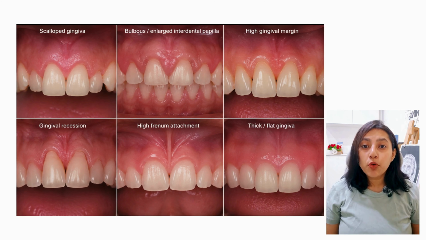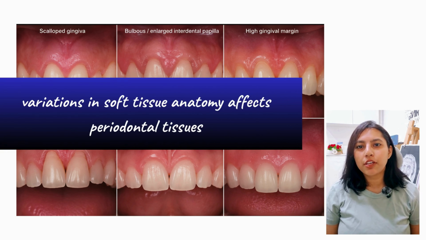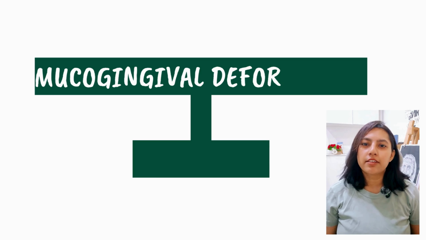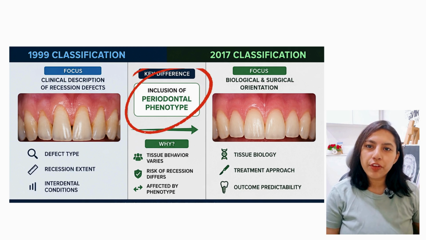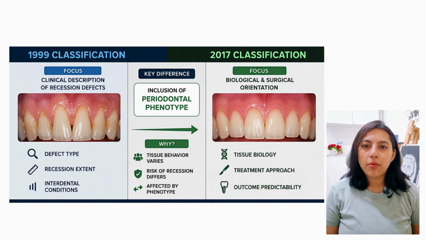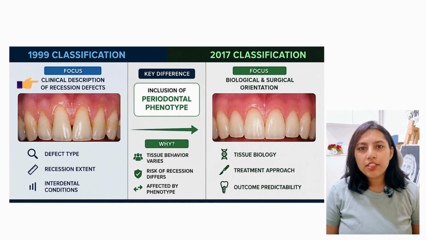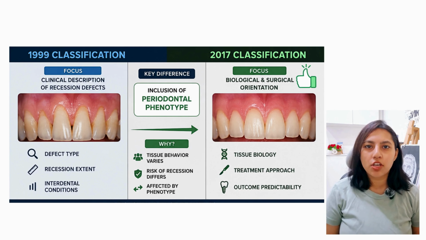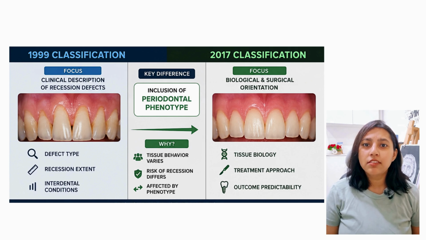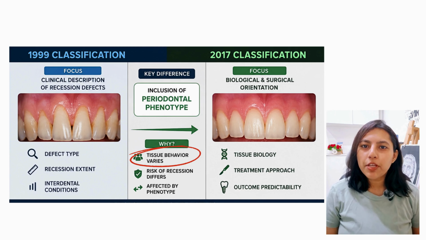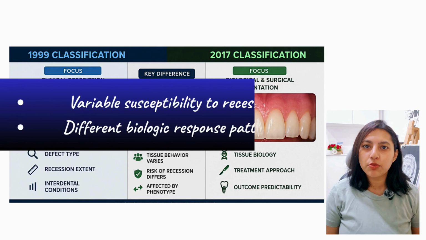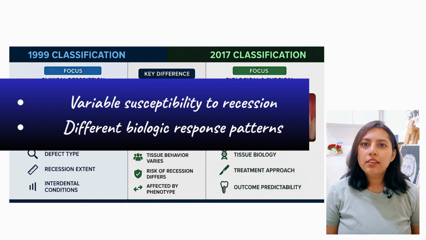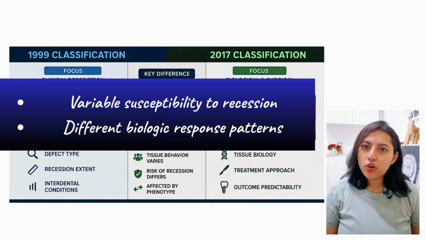And this brings us to one of the most clinically important and slightly confusing sections of the classification, mucogingival deformities and conditions. Now, one major difference between the 1999 classification and 2017 classification is the inclusion of periodontal phenotype. Earlier, the focus was mainly on describing recession defects clinically, but the newer classification became much more biologically and surgically oriented because clinicians gradually realized that tissue behavior differs significantly from patient to patient. Some patients develop recession very easily, while others maintain relatively stable tissues despite inflammation or orthodontic treatment. And this difference is heavily influenced by the periodontal phenotype.